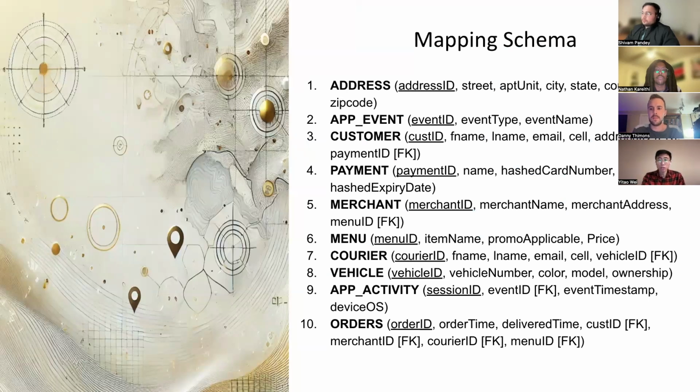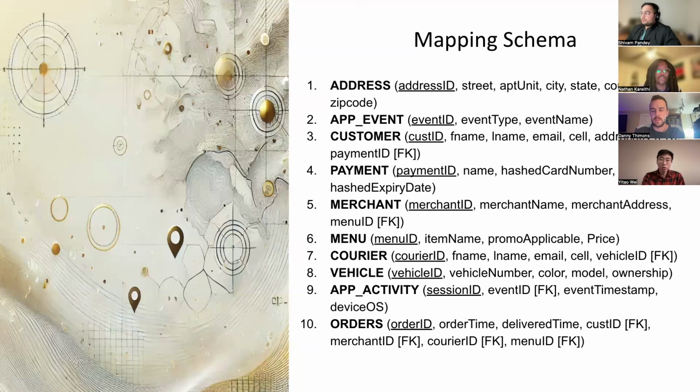For this particular study, we got these data ourselves, and they're randomly generated. So here is an overview of the schema, the mapping schema. It starts with the address table, storing location details, and the customer table links users to their address and payment info, while the payment table manages secure payment details.